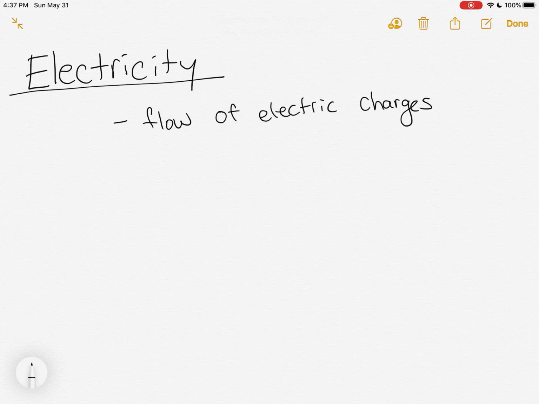Okay, and specifically, that is the flow of our electrons, which are negatively charged, versus the flow of protons, which are positively charged. Because we know that protons don't leave the nucleus of an atom, but electrons are able to move back and forth between different atoms. And so electrons can flow through wires and lots of other objects as well. And so that's the definition for electricity: the flow of electric charges, mainly the flow of our negative electrons.